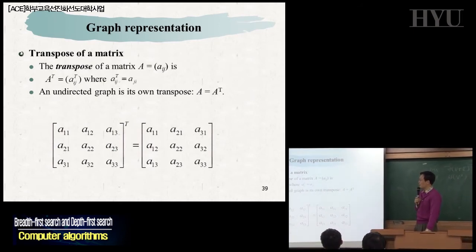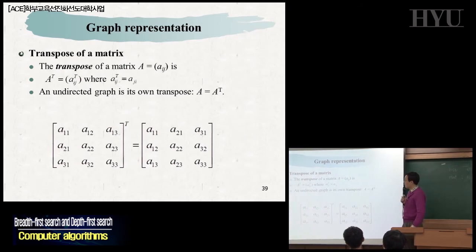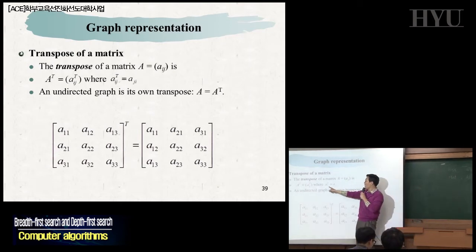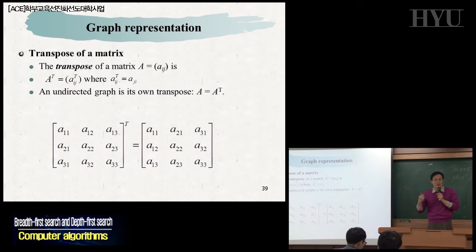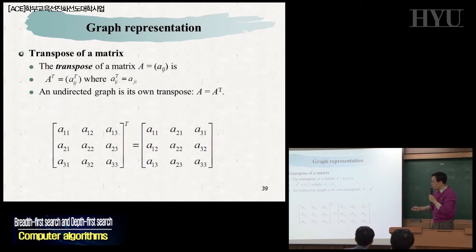And then transpose of a matrix. Okay, read this page and try to understand the definition of transpose. Swap rows and columns. More exactly, Tij and Aij and Aji are swapped. If the graph is undirected, the transpose of an adjacency matrix is the same as the original adjacency matrix. Why? Because it is symmetric along the main diagonal.